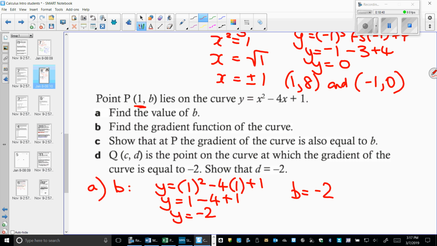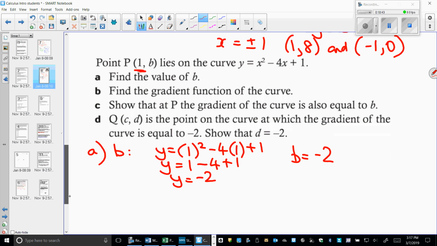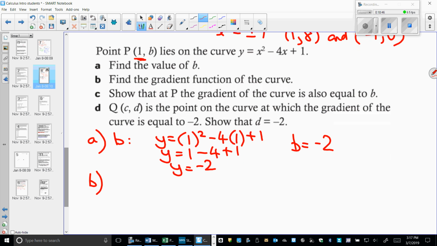Then it says find the gradient function. So what will I do now to find the gradient function? What's another way of talking about gradient function? What do they mean by that? Differentiate it, yeah? Okay. So do 2x, 2x minus 4. Good. Lovely. So we found the gradient function of the curve.